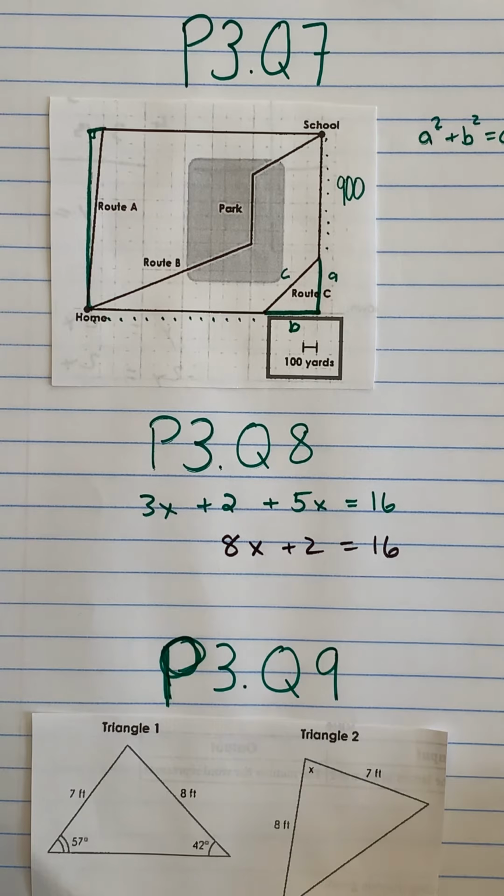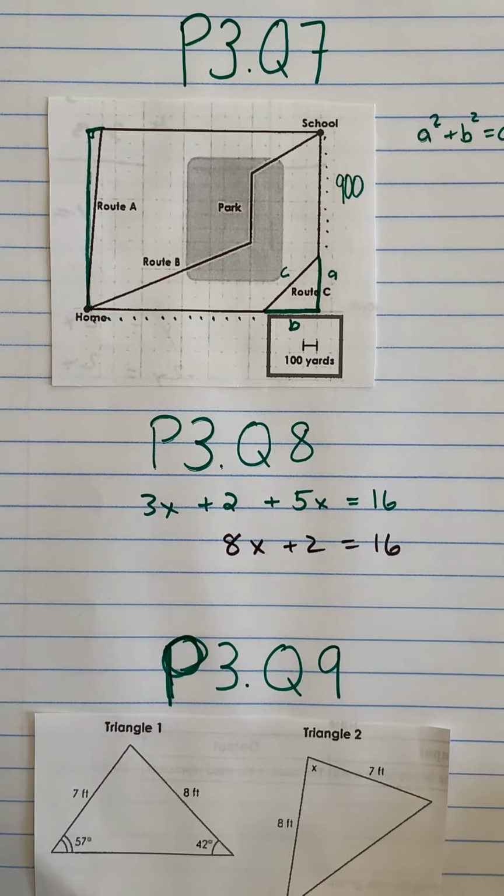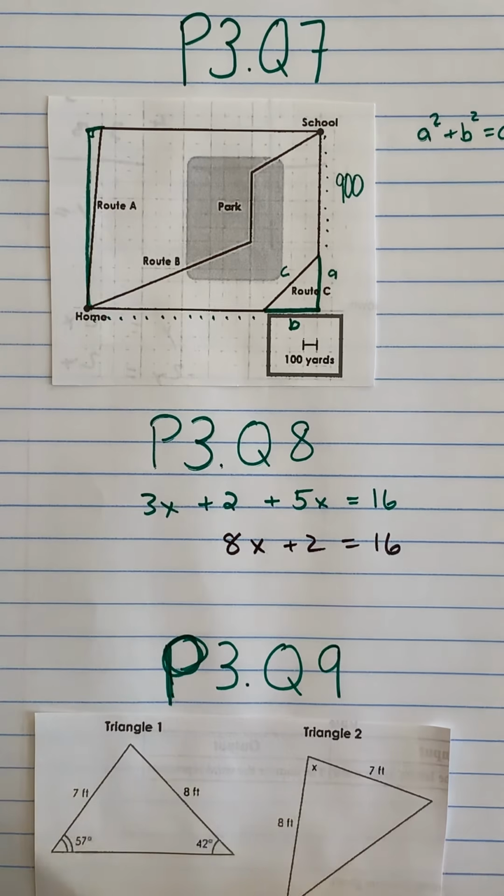Now the last one is 2 triangles. And the 2 triangles have been a series of translations, rotations, reflections to get from triangle 1 to triangle 2. And then they're asking, what is the measure of angle x? So once again, this is one of those situations where we don't necessarily have to do any extensive calculations. We just have to be able to match one angle with the other.